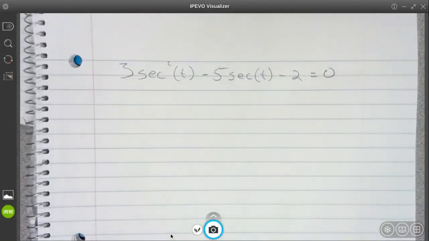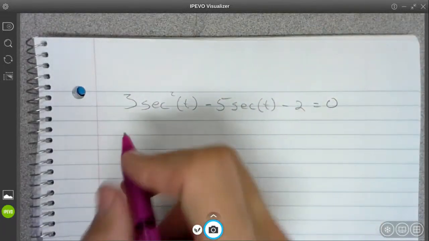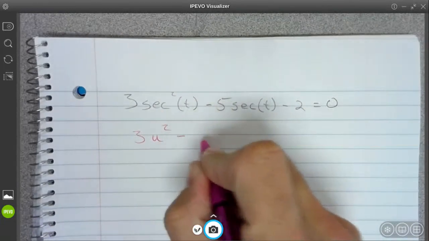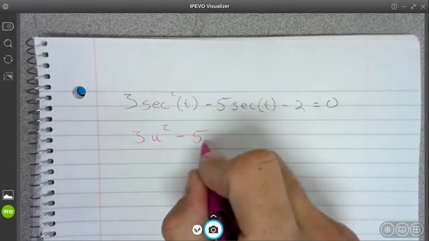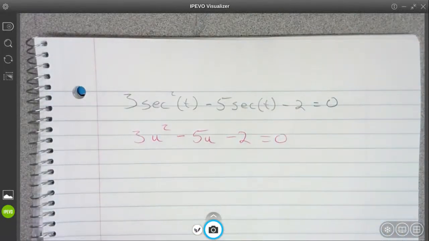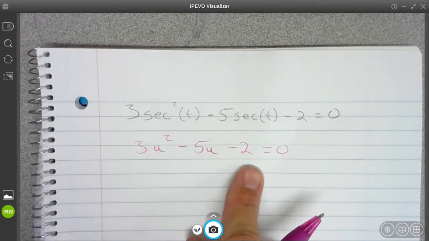All right, we're going to solve what is this? A quadratic in secant. So if you wanted to, you could just replace all these secants with little u's to make it a little friendlier looking. So 3u squared minus 5u minus 2 equals 0. All right. And now we're going to see if we can factor this.